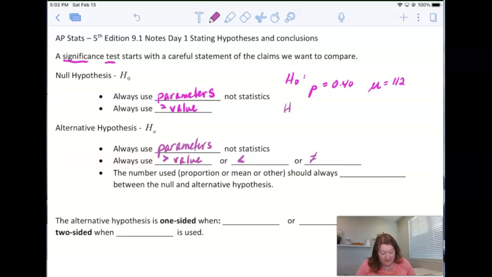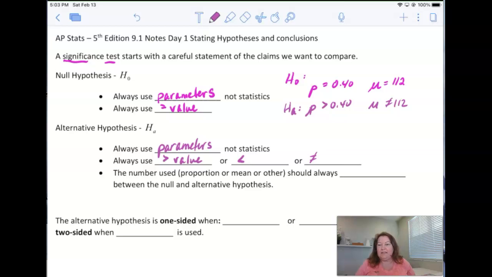So if our null hypothesis is that the true proportion is 40%, our alternative might be that the true proportion is greater than 40%. Or if it's a means problem, it might be that the population mean is not equal to 112, or less than 112. Those numbers are always going to match. The only thing that really changes are the symbols between them. The null hypothesis is always first. It always gets an equal sign.